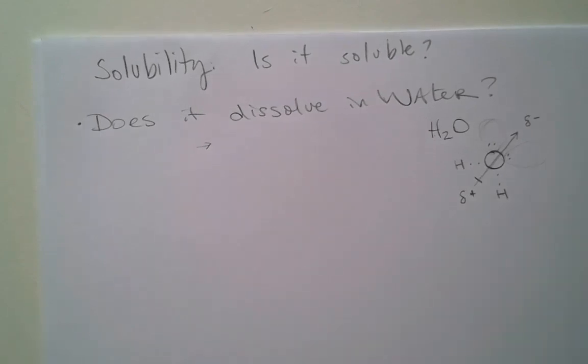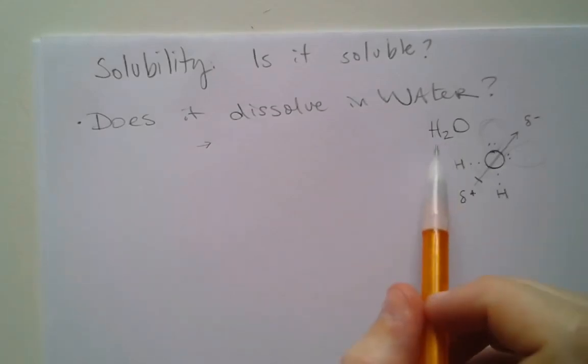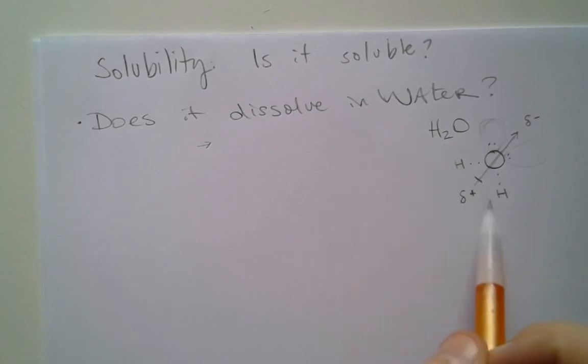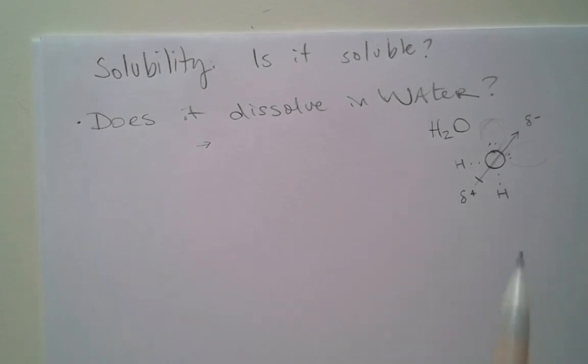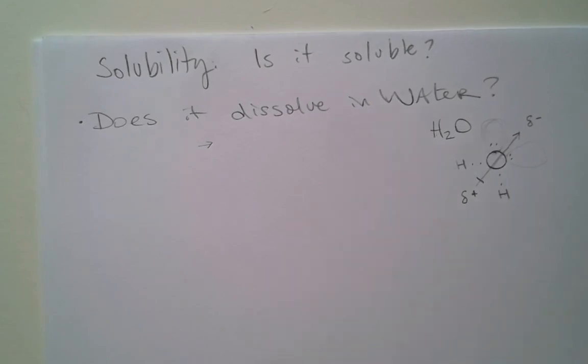This is actually the background of why some things dissolve and some things don't. If you're closer to water in size, you're tiny, or closer in charge, with this pretty strong charge, things like water will dissolve in water. Things unlike water will not dissolve in water. That makes sense.